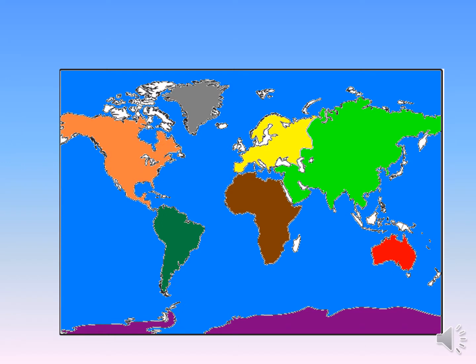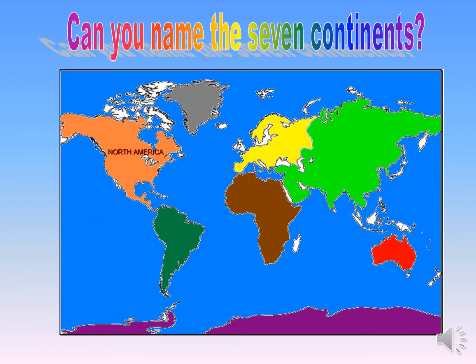So it's important that you know the continents, but I'm going to assume that you went over that during class, so we'll just skip over this. But you've got North America, South America, you have Europe, you have Asia, you have Africa, you have Australia, and you have Antarctica.